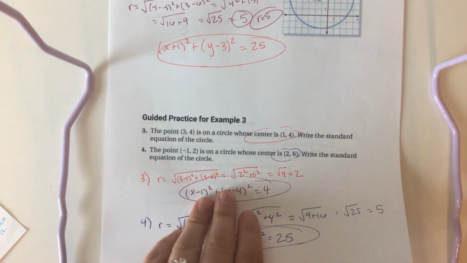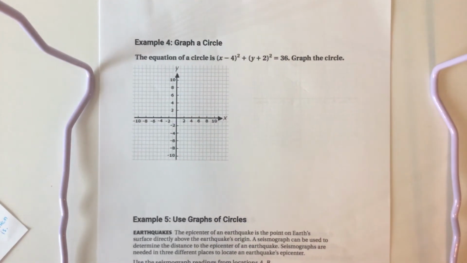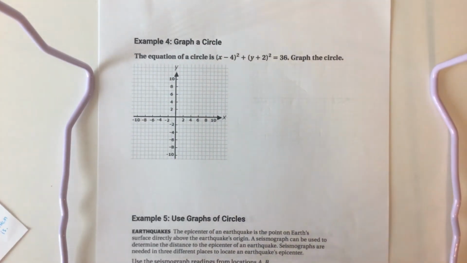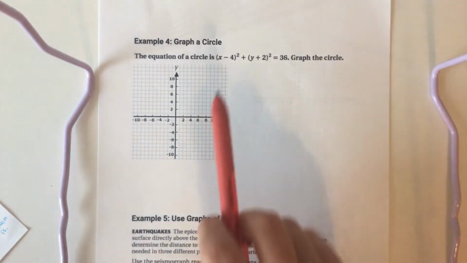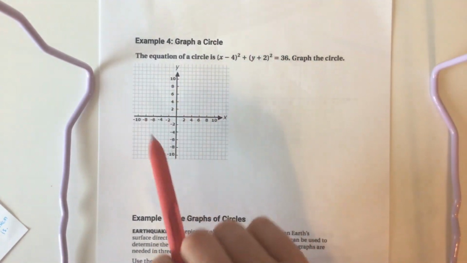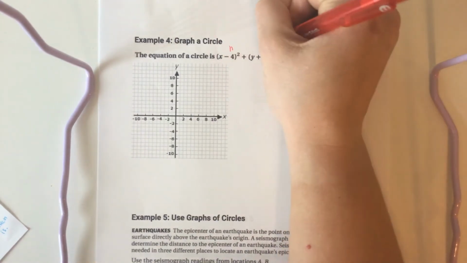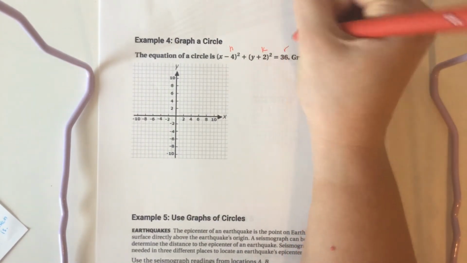So keep moving forward. We've had a lot of practice writing the equations, so now let's practice when we're given the equation and we want to graph it. Let's see how our graphing skills are. Looking at this equation right here, I have all the information I need to graph this. I have my center and I have my radius. So remember, we have our h, our k, and our r.